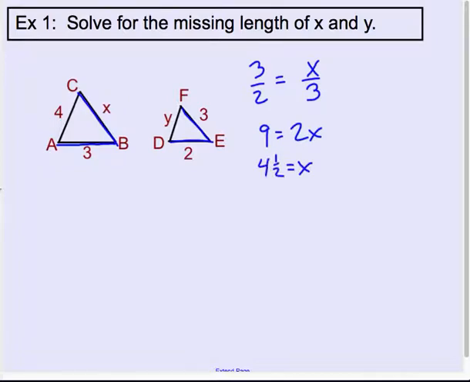To solve for y, I'm going to start with that same ratio. And again, I can't start with y. I have to start with the side from triangle ABC. So 3/2 equals 4 over y. Cross multiplying, 3y equals 8. Dividing by 3, I get 8/3 or 2 2/3.